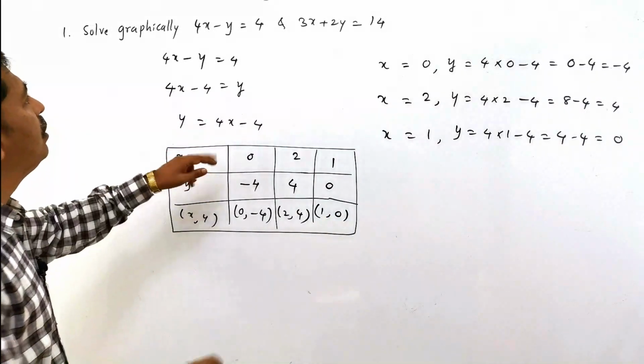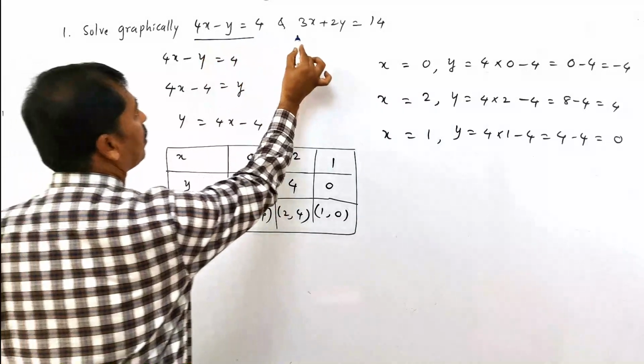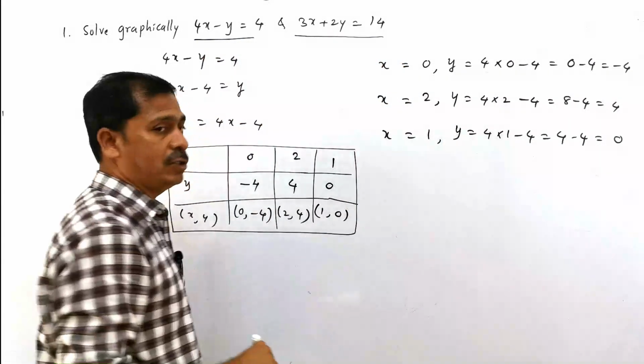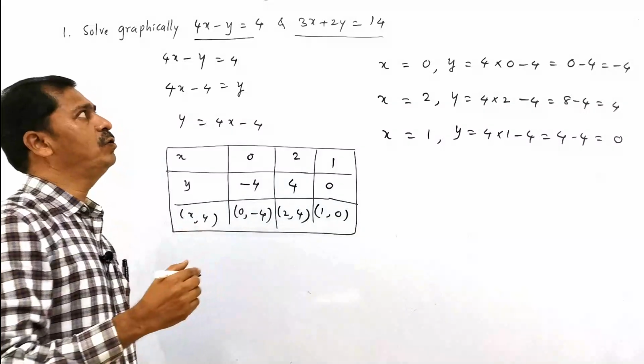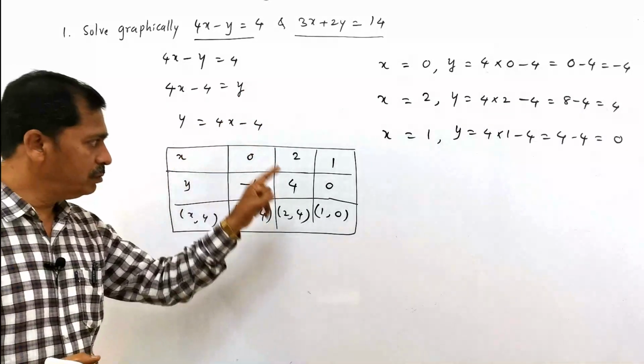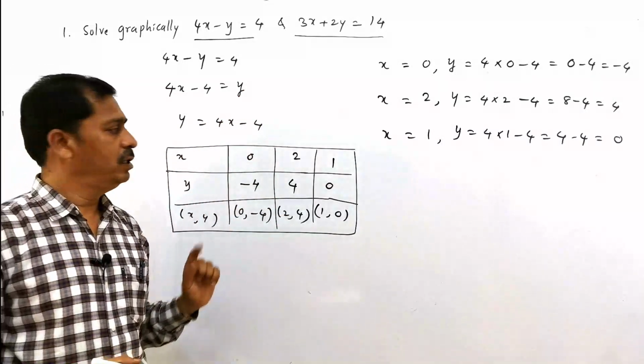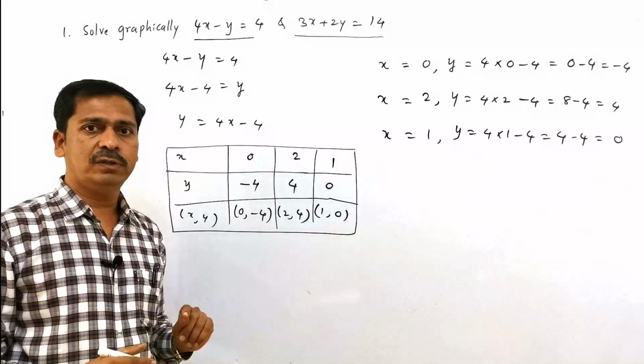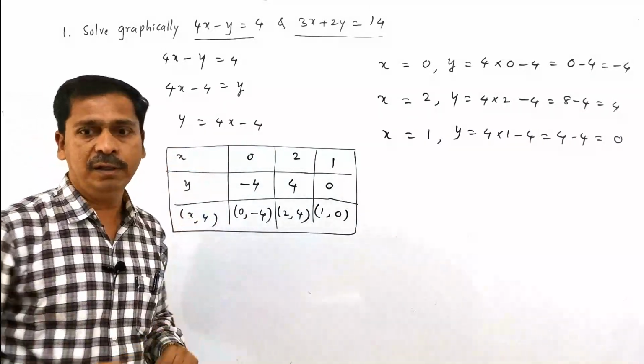Before that, you have to make the tabulation for the second equation, 3x plus 2y is equal to 14, also. For the second equation, you have to make a tabulation like this. You have to find a minimum of 3 coordinates, which will represent that line here.